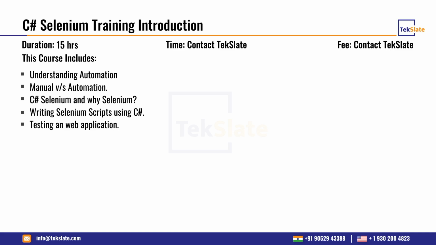So next, coming to C Sharp Selenium. Selenium is a type of tool or API interface using which, along with another programming language like C Sharp, Java, Python or Ruby, we can create an automation script. C Sharp is one of the very famous, familiar automation programming languages.